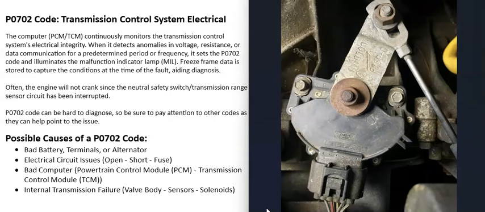One thing to know with this code is very often that the engine won't crank, that the engine won't start. And this is usually because the neutral safety switch, also called the transmission range sensor, if its circuit is interrupted, then the engine's not going to be able to start. So usually, unless you're getting some kind of engine codes, once this P0702 code is fixed and the circuit for the neutral safety switch is fixed, then the engine will start.